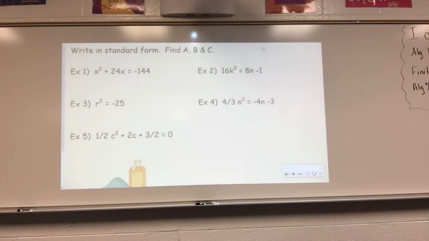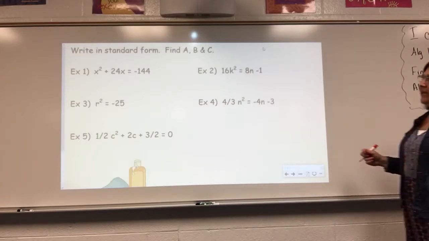Standard form's still always going to be a thing. Any of these already in standard form? Yes. Number 5 is, right? C squared, then you have a C, and then you have your constant. How can I get number 3 in standard form?